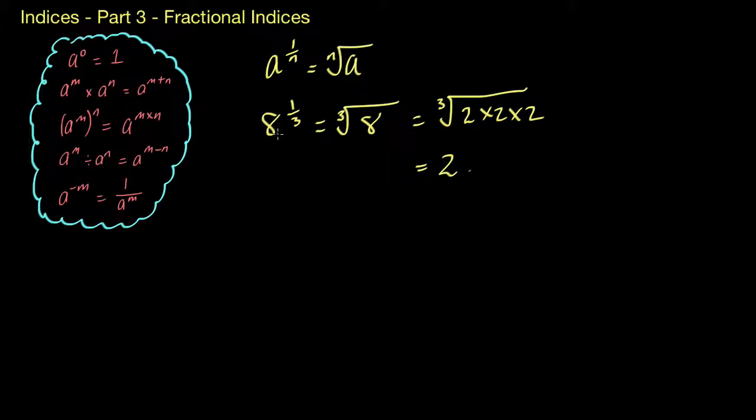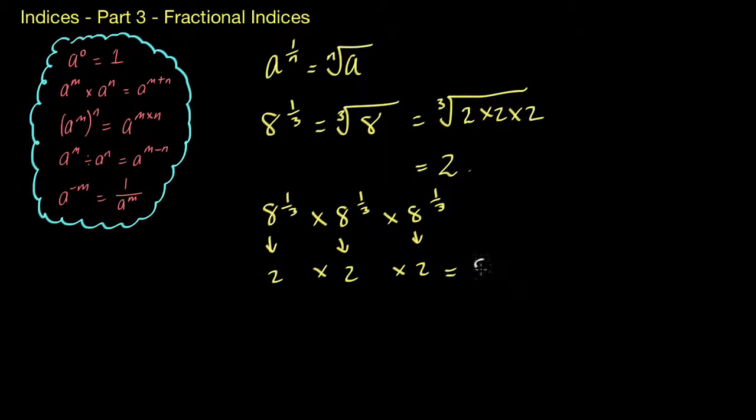Now if 8 to the power of a third is the cube root of 8, which is equal to 2, then I could also do this. I could say I've got 8 to the power of a third multiplied by 8 to the power of a third multiplied by 8 to the power of a third, and that's going to give me, well, if we have a look at what each of these values are, each of them is saying 2. They're all the value of 2 each, because 8 to the power of a third is 2. So I'm saying 2 times 2 times 2, that's going to give me 8.